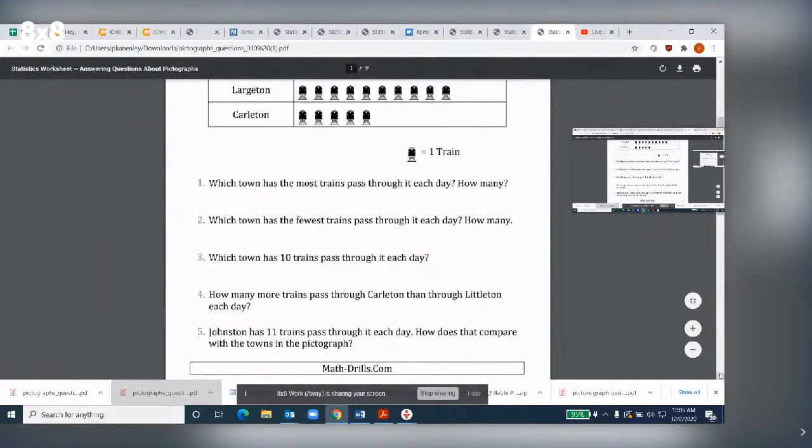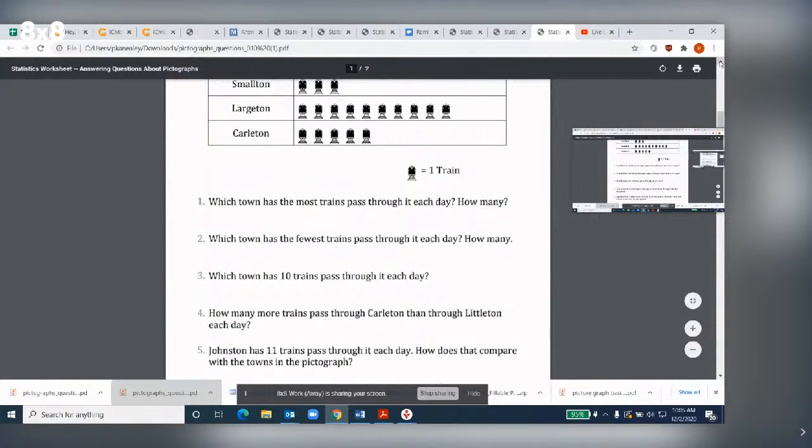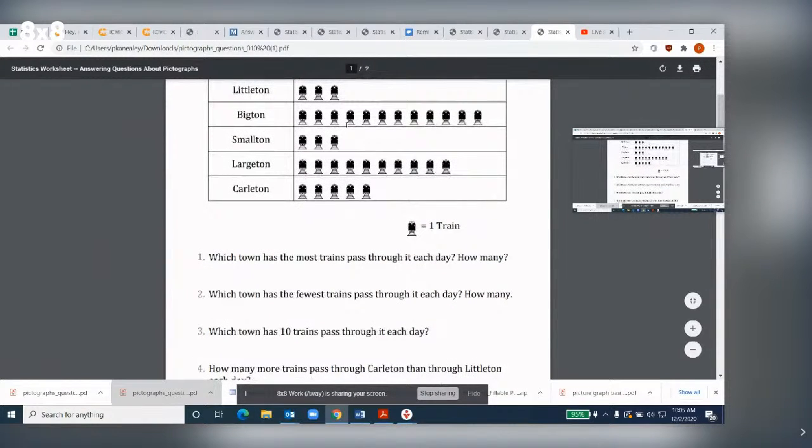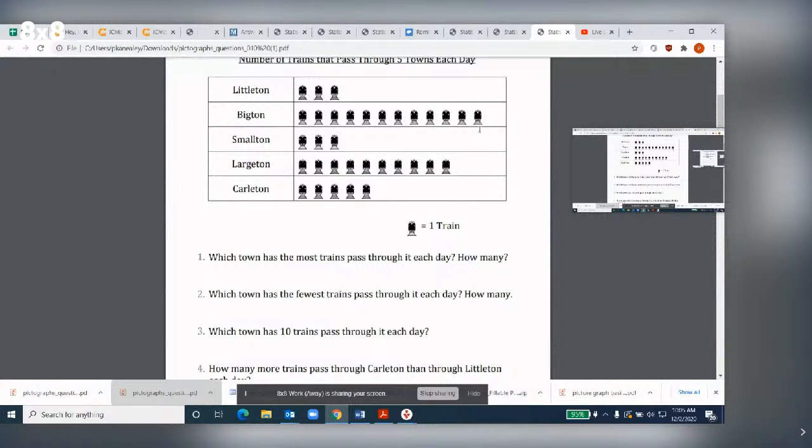So Johnston, okay, so I want to look at this again. Johnston isn't on this graph, okay? So it's just another town that's not on the graph, but it says it has 11 trains. Okay, so everything's still the same. So Johnston has more trains pass through it than Carleton, 11 to 5. It has more trains than Largeston, 11 to 10. It has more trains than Smallton, remember, it has 11. Bigton has 1 more train pass through it. So you would say Johnston has 1 less train than Bigton.